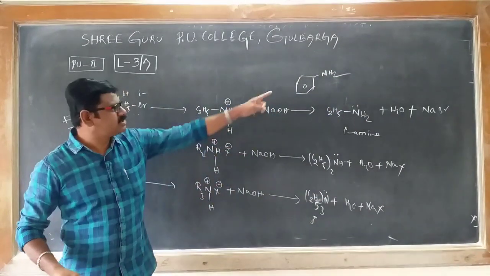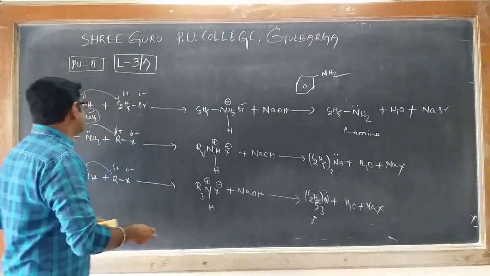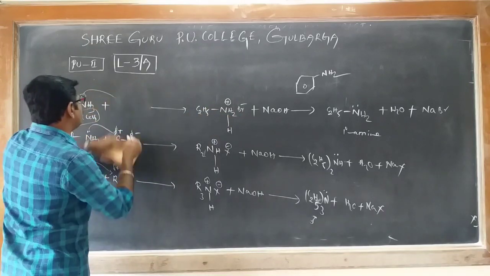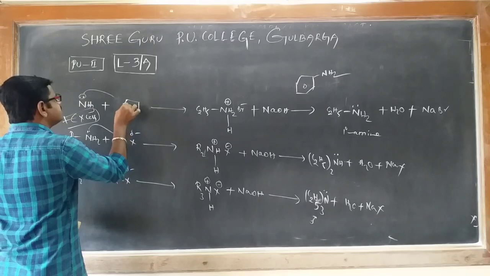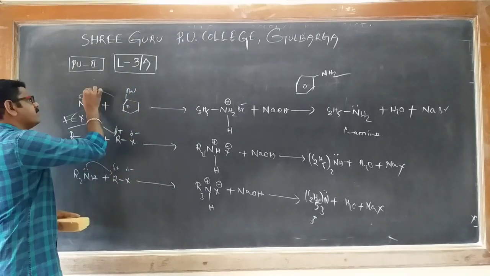It is not possible to prepare aniline. Why is it not possible to prepare aniline? Very simple. To get aniline, we have to take a halobenzene, that is, bromobenzene. Suppose you take bromobenzene, what happens then?